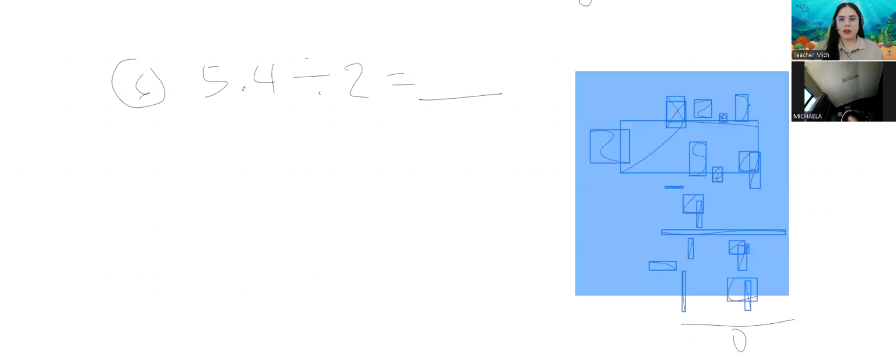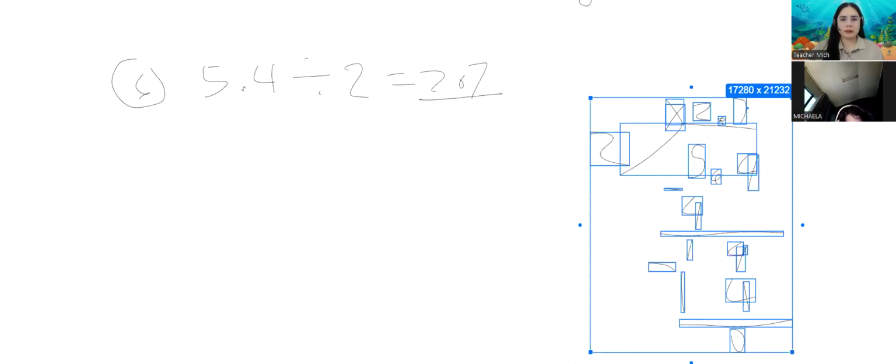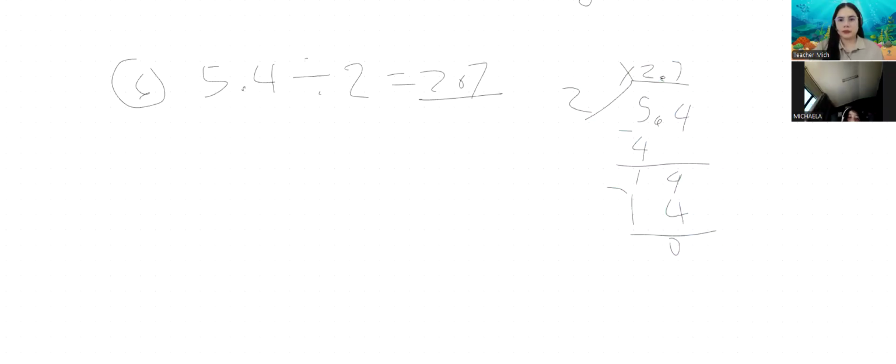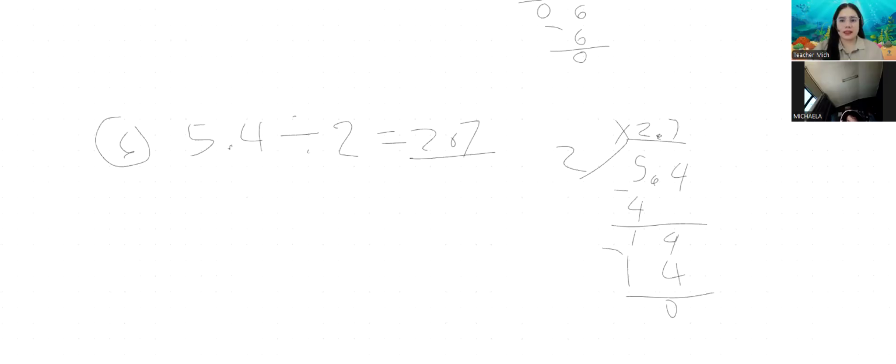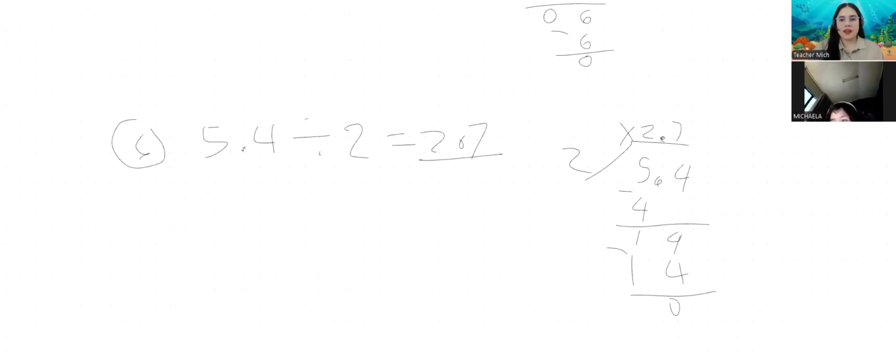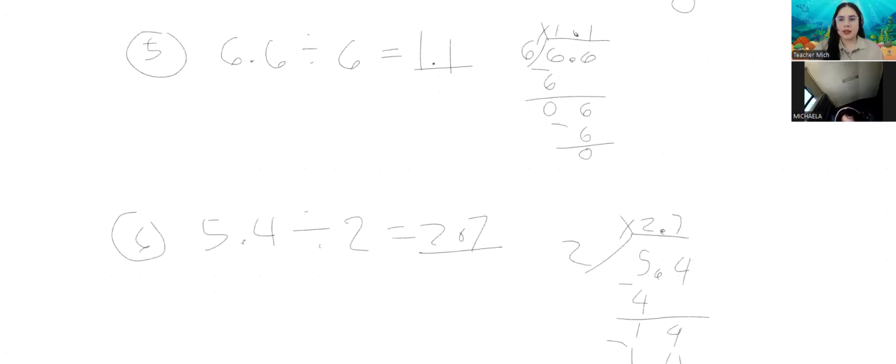Okay, very good. How to read that one, anak? 2.7. Okay, it can also be read as 2 and 7/10, because the place value of 7 is in the tenths place. Okay, how about this one, anak?